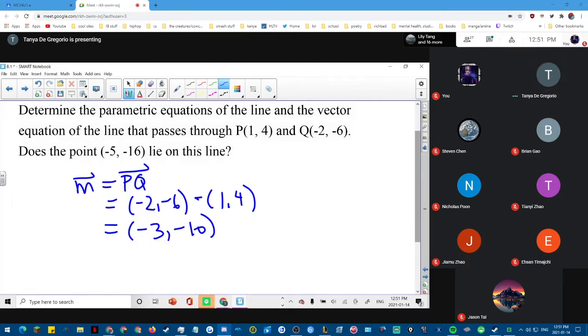Now, just like with slopes, if I found a slope of -10 over -3, what would I do with that slope? Would I use -10 over -3? I wouldn't. I would say 2 negatives make a positive. So I'm going to use 3, 10. Now, you can use either, same slope, but I'm going to use the positive.